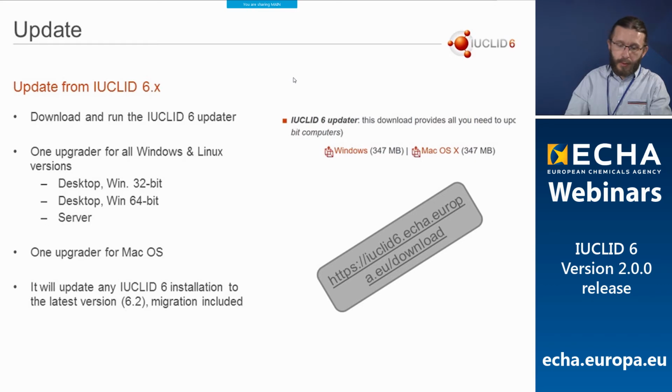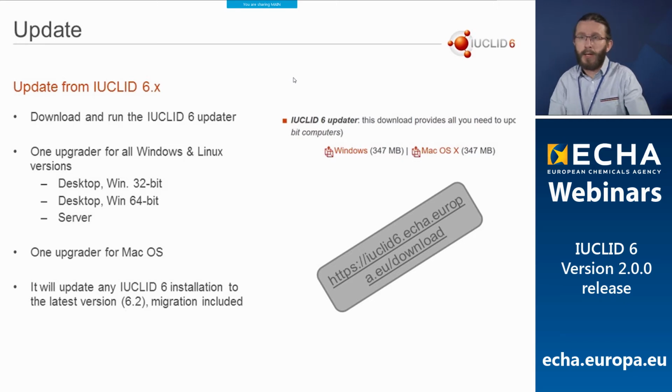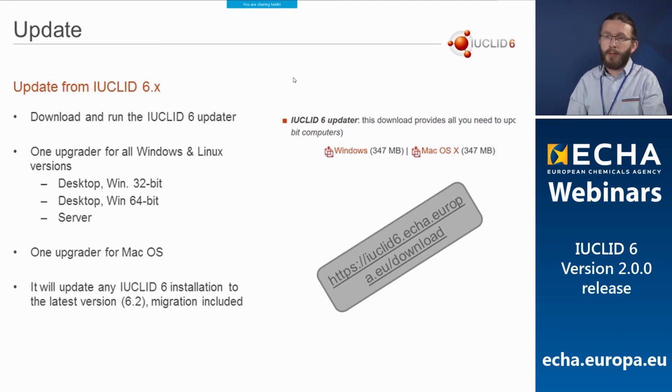Then the most frequent case will be the update from a previous version of Euclid 6. And in that case, you can go on the Euclid 6 website download page and download and run the Euclid 6 updater. So now we have only one updater that covers desktop and server versions for Windows and Linux. Okay, that's one updater, and we have also one upgrader for Mac OS users.